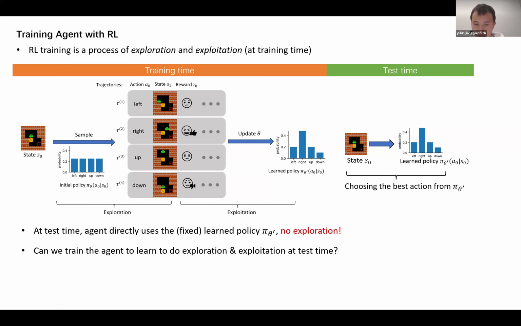So based on this motivation, the goal of this project is: can we train agents to also learn to do this kind of exploration and exploitation at the test time? And we formulate this as a meta reinforcement learning problem.